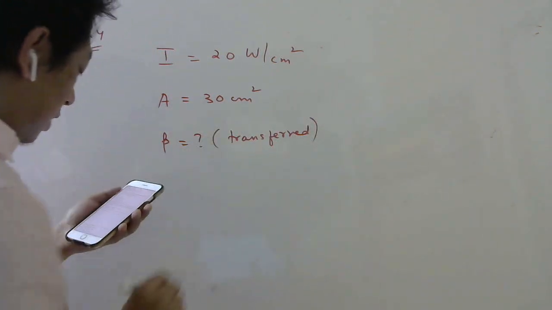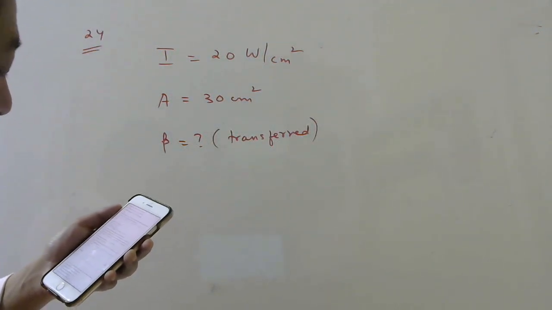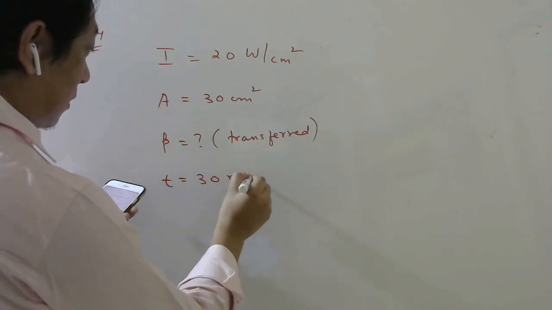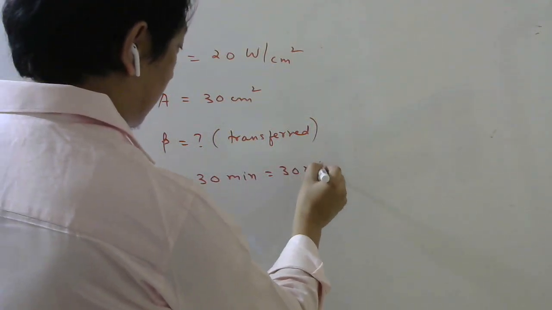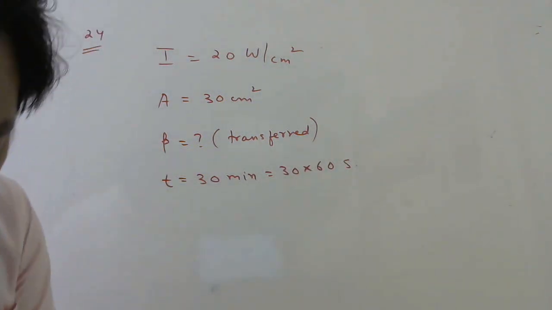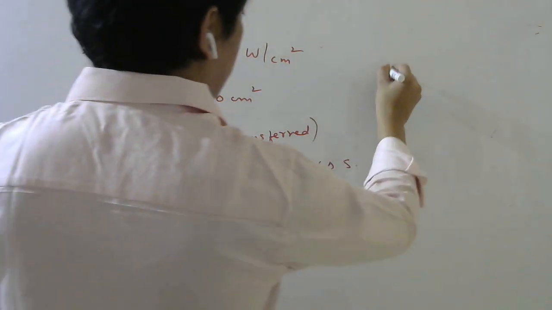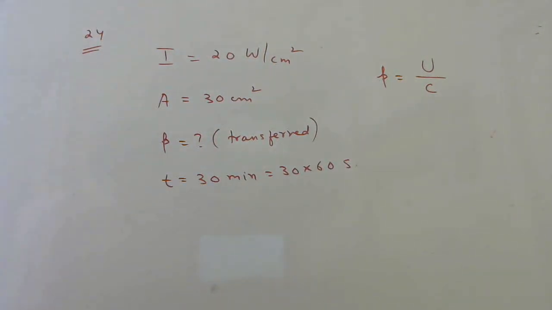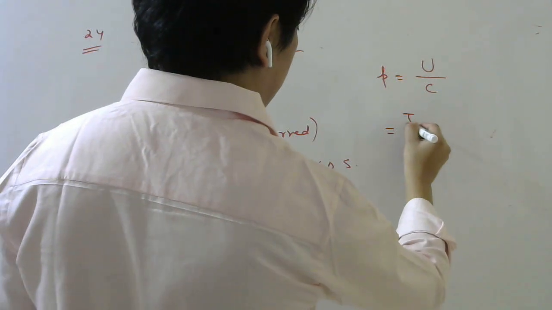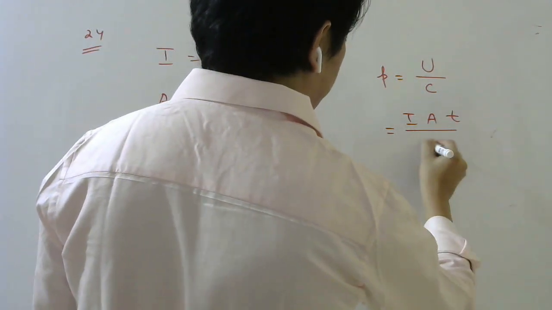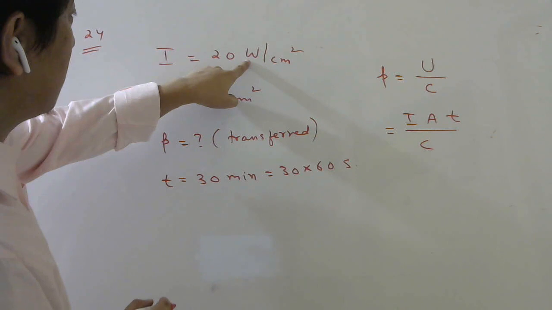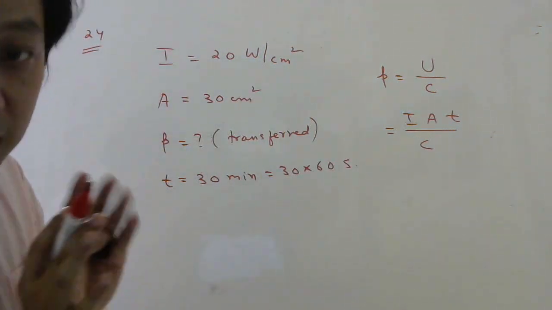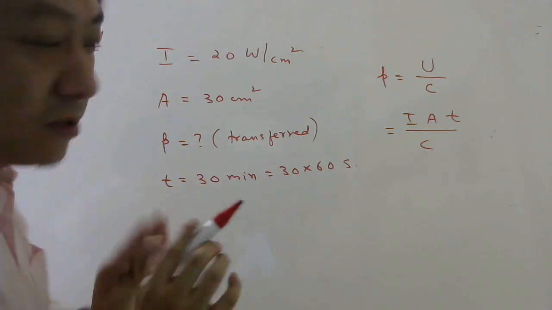which we have derived already before, for complete absorption during what time? 30 minutes. 30 into 60 seconds will be how much? Momentum transfer. So I think I gave you one formula. Momentum transferred is total energy by C. Correct? Total energy I can write intensity into area into time. Now look here. This is per centimeter square. This is centimeter square. So centimeter square will cancel. Answer will remain in SI units only.